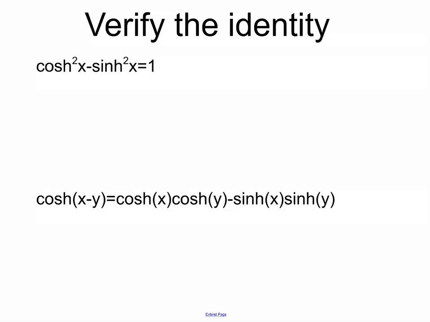So here I'm going to look at, when we're verifying identities, we always pick a more complicated side. So I've got these two sides of the equation. I'm going to start with one side, manipulate it until I make it look like the other side. So here, looking at this, I've got hyperbolic cosine squared minus hyperbolic sine squared on one side, and then I've got 1 on the other side. So hopefully we can see that the side where it's just 1, that's a very simple thing. So the more complicated side is going to be the left side.